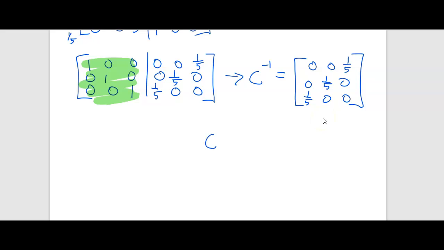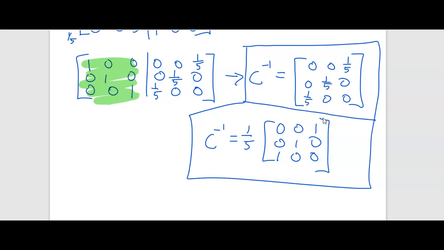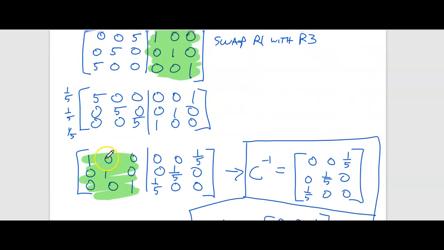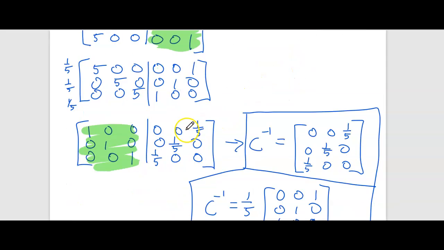We could also rewrite this if we wanted to factor out the 1/5 and not have fractions inside. I would accept either of those answers. The second one might be more useful if you needed to use this inverse to, for example, solve systems. But that's it for finding this inverse. A 3 by 3 inverse is a fair amount of work, so it was nice that this one was what's called a sparse matrix, mostly zeros.